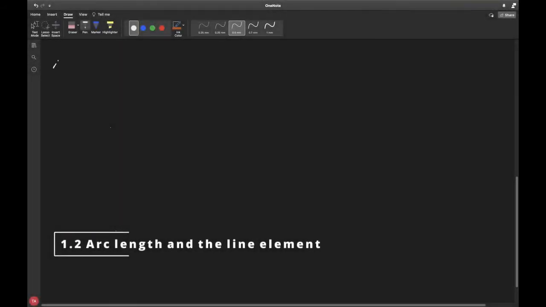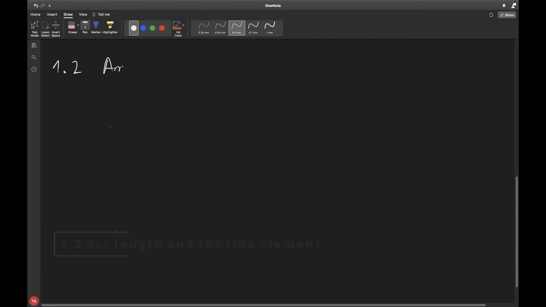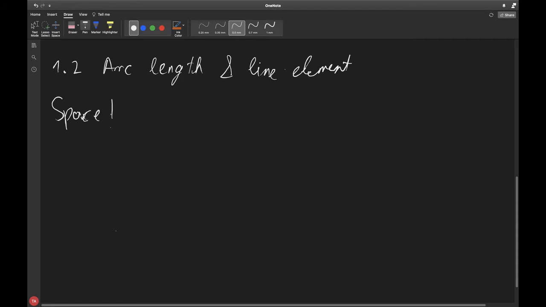Next thing which we should describe is called the arc length and the line element. So before we go to that, we should speak about one of the most important concepts in special relativity, and that's called space-time. Space-time is a set of events in a frame of reference. So you can consider this to be a collection of points.